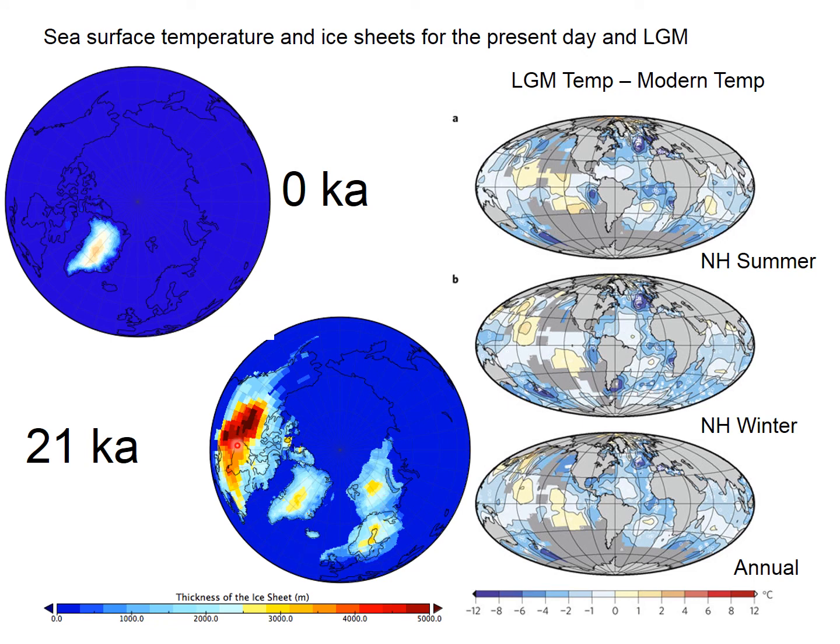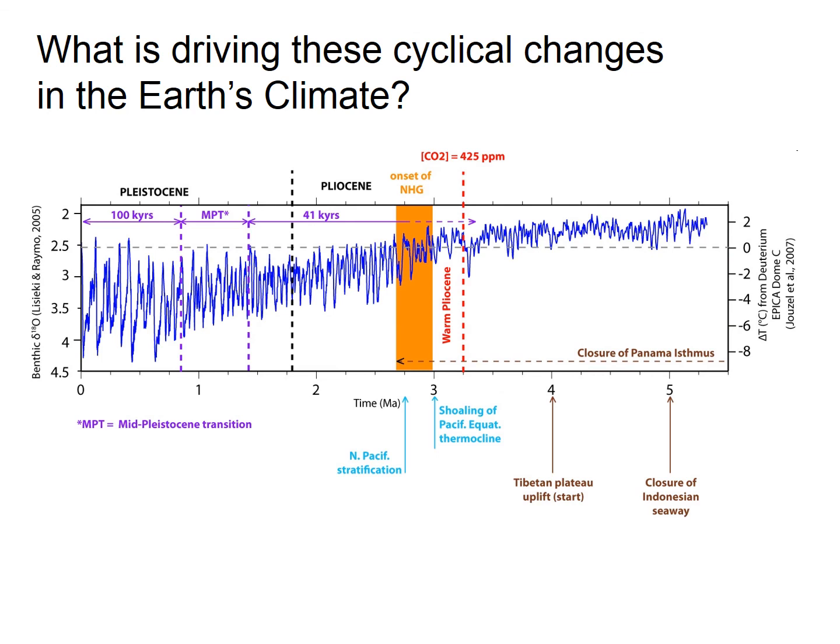So sea level, so all that ice has got to come from somewhere. So the sea level was actually almost 120 meters on average lower around the globe, which is a huge difference. It was also much colder. So we've got maps here of the temperature, so we can see that parts of the globe were much, much, much cooler.